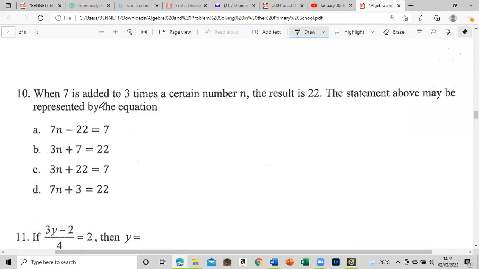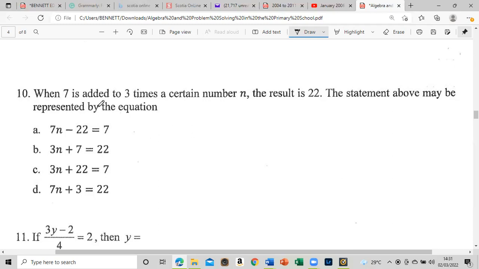When 7 is added to 3 times a certain number n, the result is 22. The statement above may be represented by the equation. Try that one, guys. What is the letter? Type in 10 and the letter. If you think it's A, write 10A. If you think it's B, 10B. If you think it's C, 10C. If you think it's D.